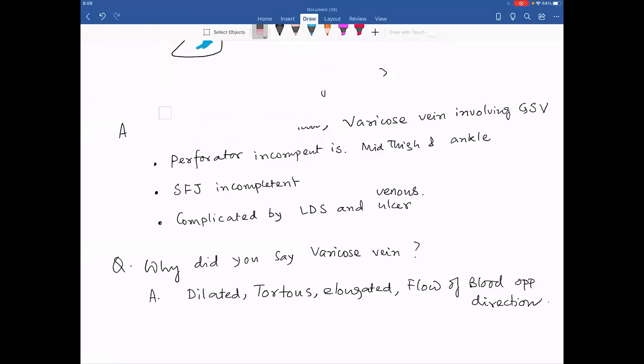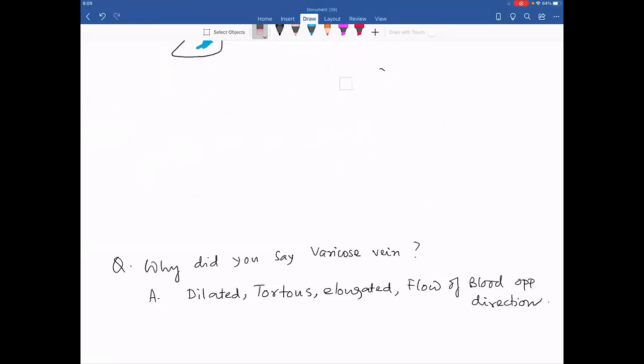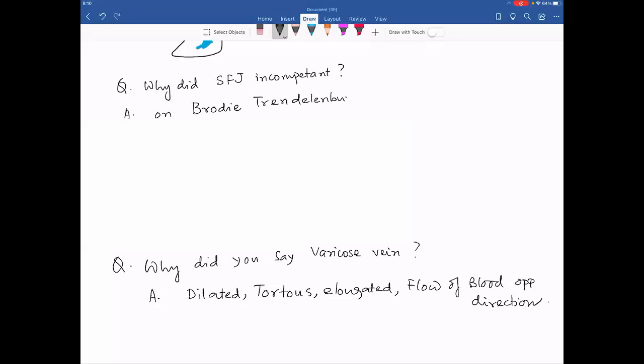Okay. So the next question is, what are the points in favor of your diagnosis that this patient has an incompetent SFJ? Or the question is, why did you say the SFJ is incompetent? The answer for this is on doing a test called Brodie-Trendelenburg. If you want to forget the name Brodie, no problem, but please remember the name Trendelenburg test.